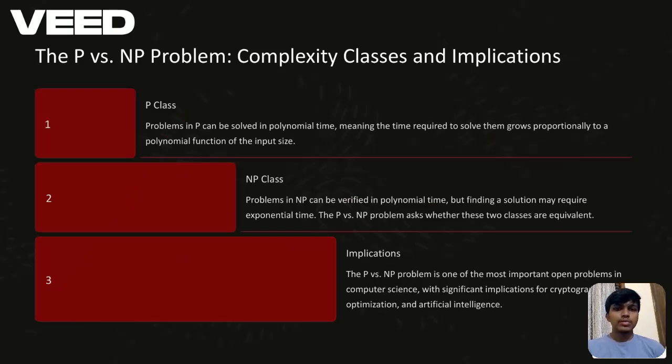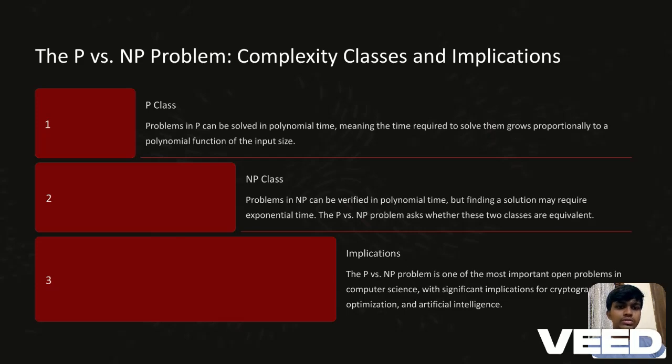P class: problems in P can be solved in polynomial time, meaning the time required to solve them grows proportionally to a polynomial function of the input size. NP class: problems in NP can be verified in polynomial time, but finding a solution may require exponential time. The P versus NP problem asks whether these two classes are equivalent. It is one of the most important open problems in computer science, with significant implications for cryptography, optimization, and artificial intelligence.